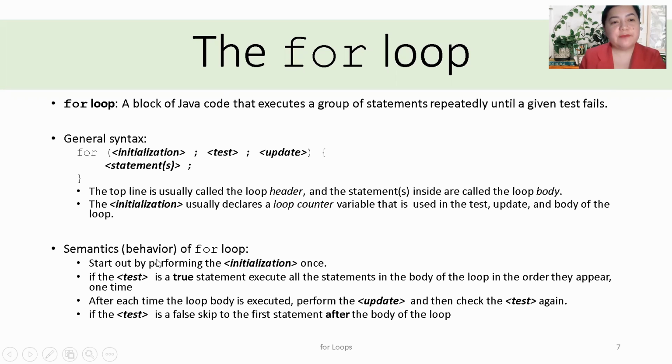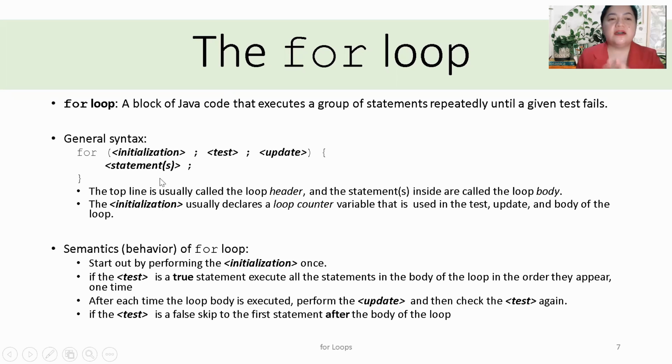The semantics of the behavior of a for loop is that it will first perform the initialization, which is read only once, followed by the evaluation of the condition. If the condition is true, it will perform the statement or the body of the loop. After the statement is performed, it will go to the update part and go back again to the condition. If the condition turns false, that's when the for loop body ends.